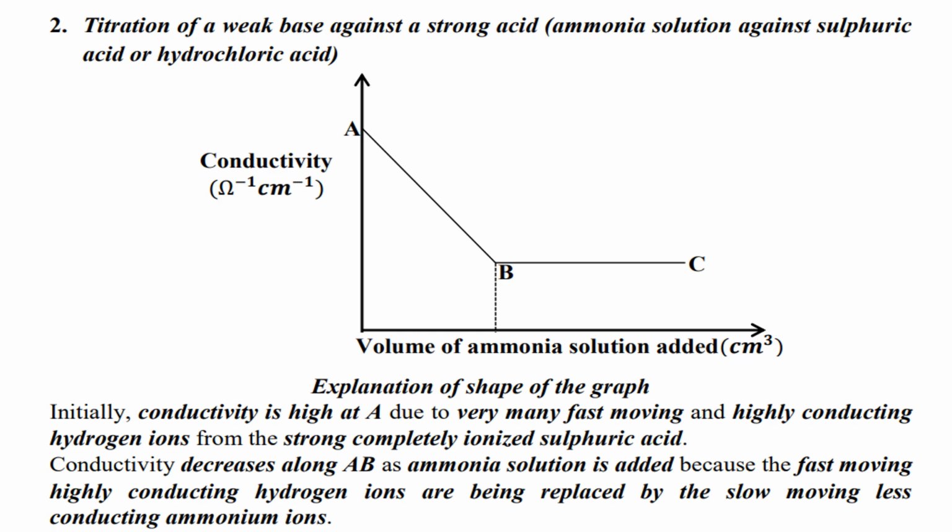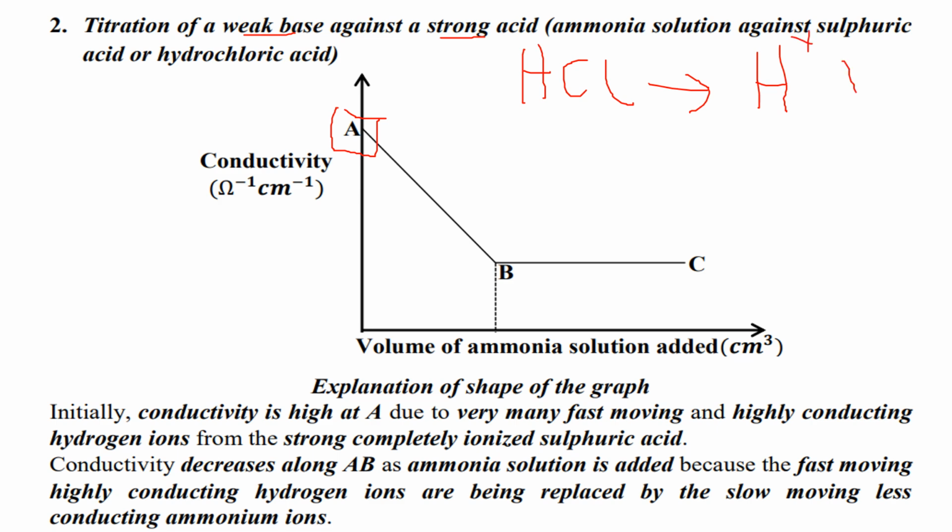Now for the second item, we are going to be looking at the titration of a weak base against a strong acid. So that means that we are adding a weak base to a strong acid. Now just like we said, the initial point for a strong acid is going to be high because strong acids always fully ionize in solution. So for example, hydrochloric acid, strong acids fully ionize in solution.